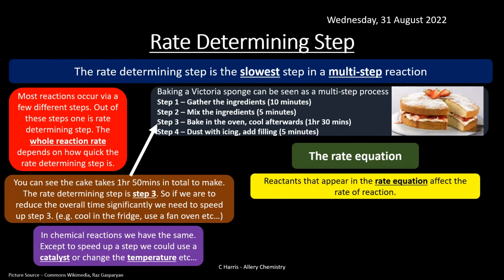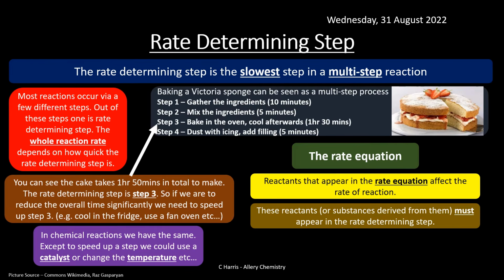Now remember what I said earlier about the rate equation. Reactants that appear in the rate equation will affect the rate of reaction. So any reactant which has 0 order does not appear in the rate equation. Therefore it doesn't have any impact on the overall rate, or has very little. So these reactants, or substances derived from them, must appear in the rate determining step.